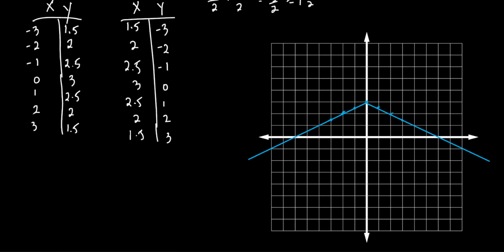What color did we use before? It doesn't matter. I'll go yellow this time. All right, so let's plot this. If I go over 1.5, how far up do I go? Or I go down, actually, 3, don't I? 1, 2, 3. So there's 1 point right there. 2, -2. 1, 2, -2, right there. 2.5, -1. 3, 0.